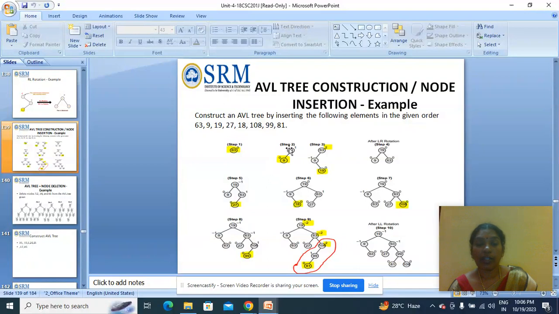Okay, so here these two have valid balance factors. So here there is no violation, so we can proceed for the next insertion. The next insertion value is 19.